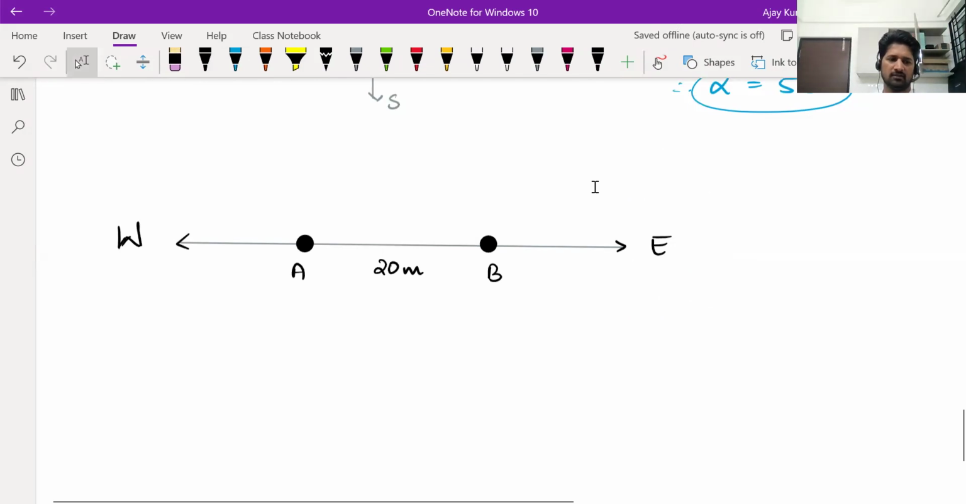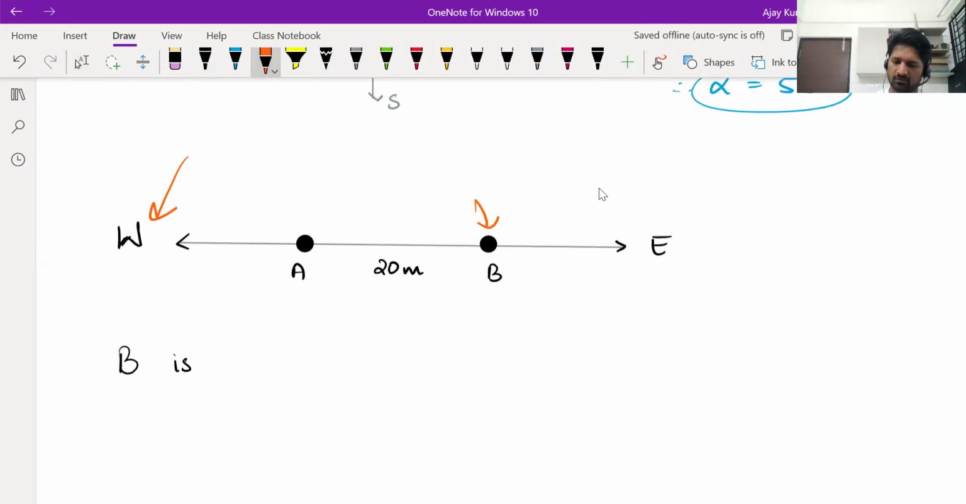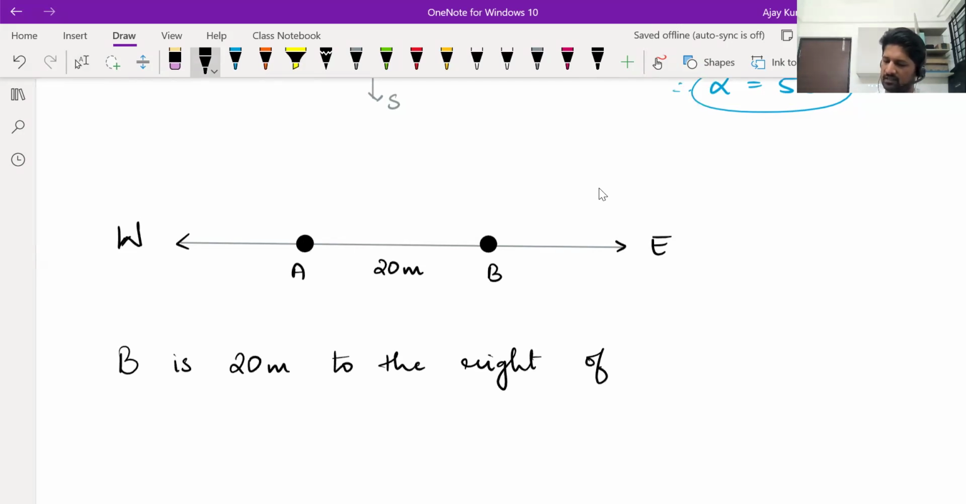Yusuf, you tell me, how will you describe the position of B if the position of A is known? So 20 meters from A. Do you think that will be sufficient? 20 meters from A could be here, it could be here also. 20 meters to the right of A. Correct. 20 meters to the right of A.